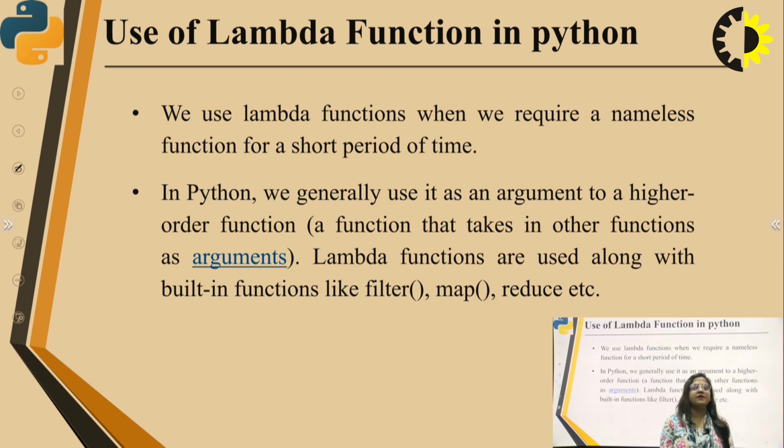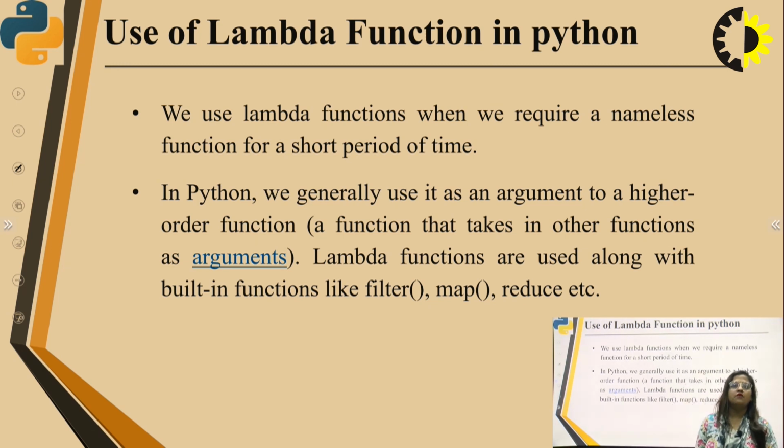Uses of the lambda function. We use the lambda function when we require a nameless function for a short period of time. In Python, we generally use it as an argument to a higher order function, which is a function that can take another function as an argument. A function used as an argument, of any type, makes the receiving function a higher order function.